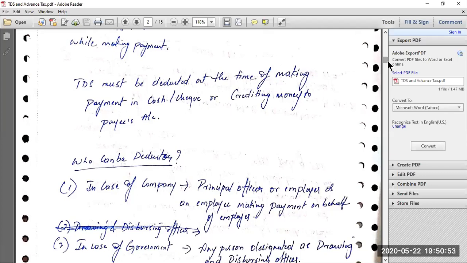In case of government companies or government authorities, any person who is designated or appointed as drawing and disbursing officer will be responsible for making the deduction of TDS.